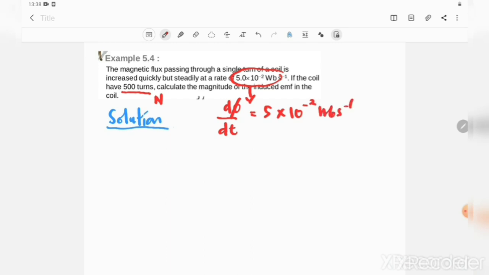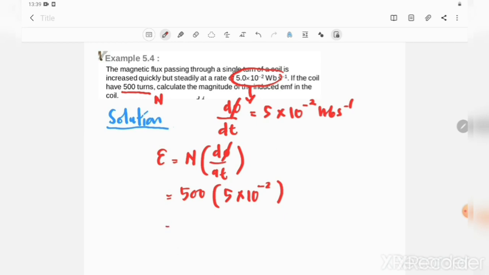So to calculate the total induced EMF, we refer to Faraday's law. Since the number of turns is 500, the induced EMF is N times the rate of change of magnetic flux. The number of turns is 500, and the change of magnetic flux per change of time is given as 5 times 10 to the power of negative 2. So from the substitution and the calculation, we get the induced EMF for the total number of turns as 25 volts.